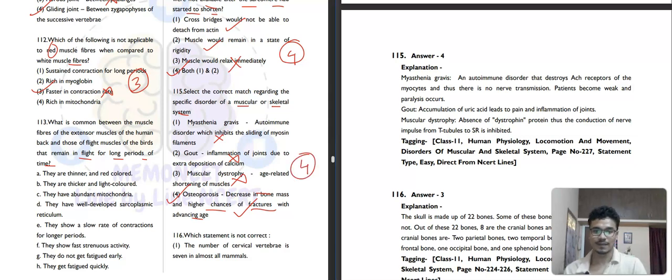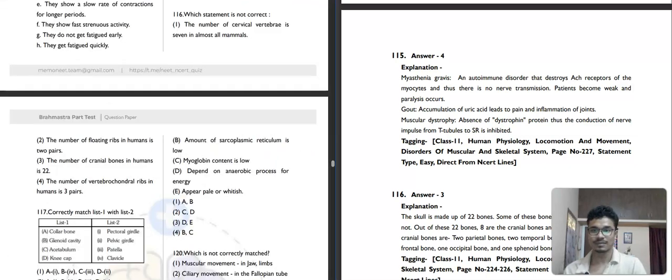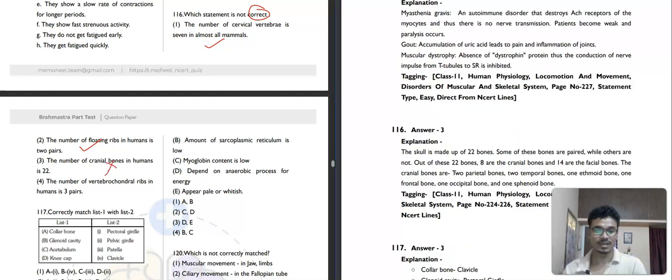Then 116. Which statement is not correct? That means incorrect. The number of cervical vertebra is 7 in almost all mammals. Correct one. This is correct. The number of floating ribs in human is 2 pair. Correct. The number of cranial bones in human is 22. The skull is made up of 22 bones. Some of these bones are paired. So this is the incorrect one. The whole skull has 22 bones, out of which 8 are cranial. So the third option will be the correct answer.